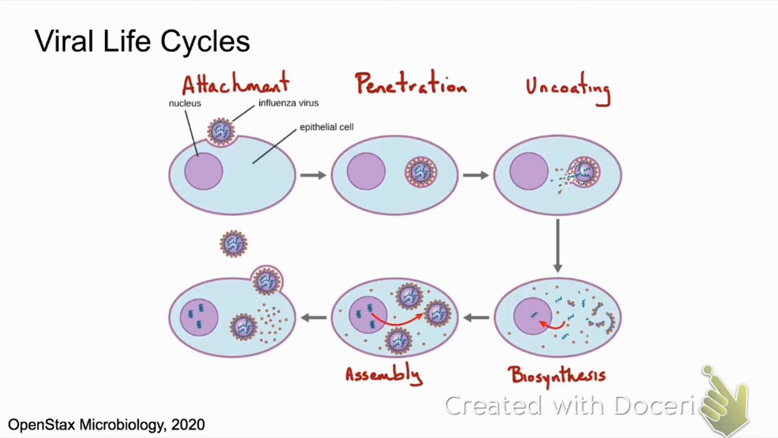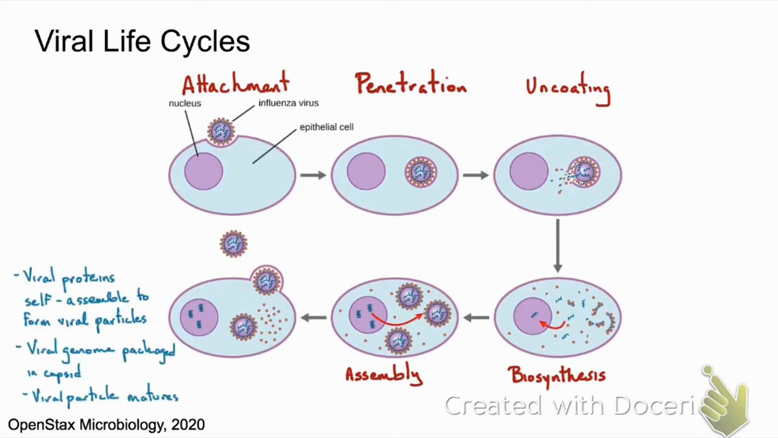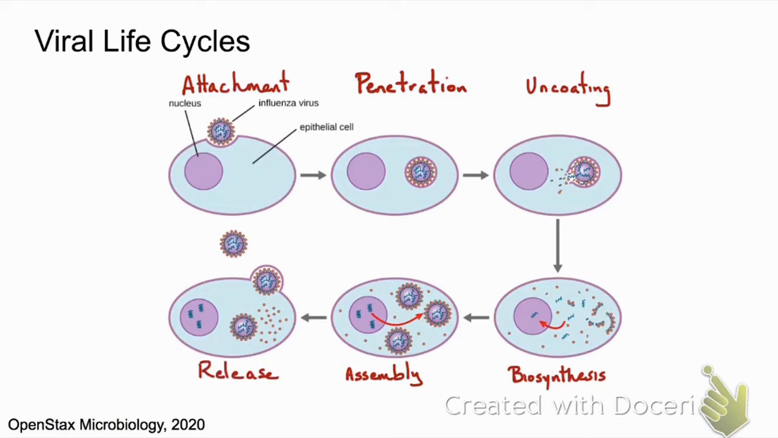After the genomes are synthesized and the proteins are synthesized, we find the viruses beginning to assemble. In this step, the viral proteins are going to basically interact with each other and bind with each other, or self-assemble to form new viral particles. The viral genome is going to be packaged in capsids, and then the viral particles mature to a point where they are infectious again for the next round of a life cycle. In our final step, we have release. And in this step, the viral particles exit the host cell by processes such as budding or by lysing the host cell.